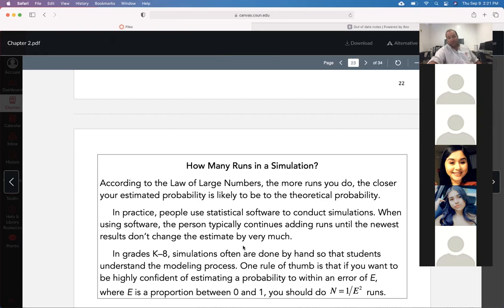Now, we only did 500 in that graph. So it's to be expected that we're not necessarily within 0.01. But 500 still seem to be pretty stable. So I know that I'm fairly close, but not close enough.